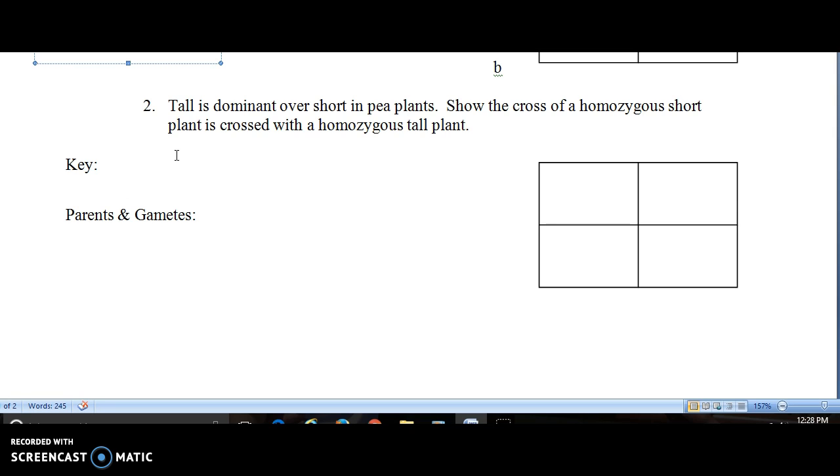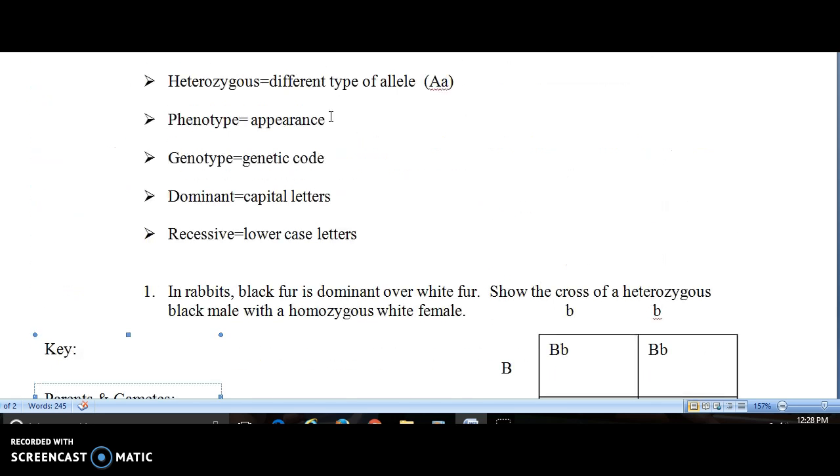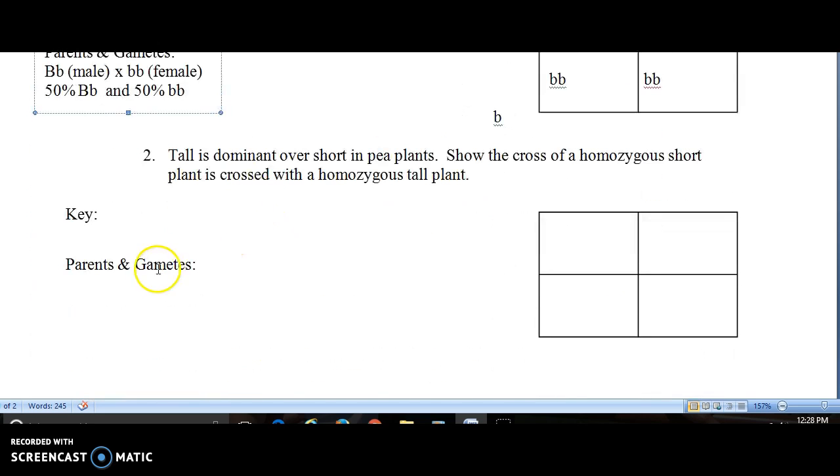So first, in these problems, you need to look at what you have as your genotypes or codes for your parents. The first parent is tall. Tall is dominant over short plants. So if you go up to the top of our page here, dominant is always represented in capital letters, and we're going to use some letters here to come up with our codes. Tall is dominant. We can use a letter T to represent tall.